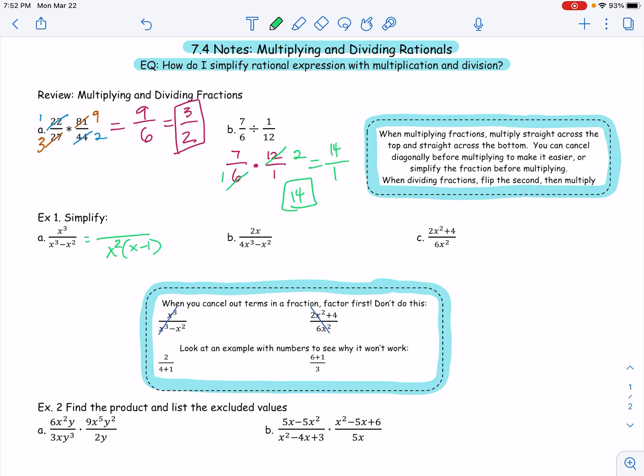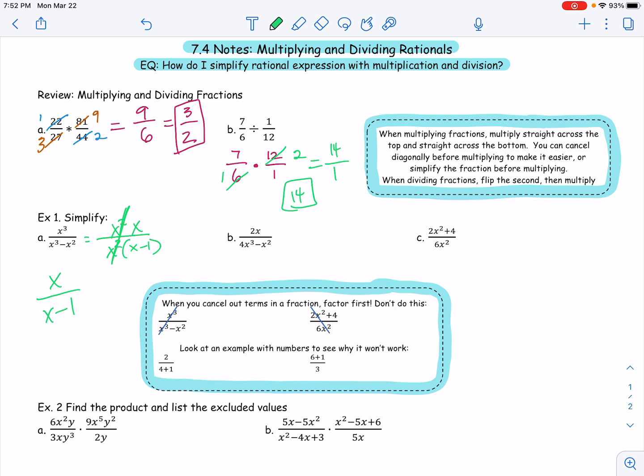If my whole point is simplifying, wanting something to cancel out, I know that I could rewrite my numerator as x squared times x. That's the same thing as x cubed. So now I see that this x squared cancels out, and I'm just left with x over x minus 1. It's completely simplified, it's factored, nothing else will cancel out.